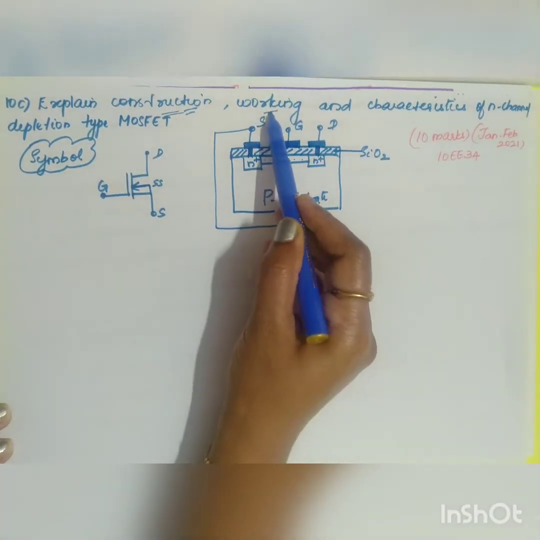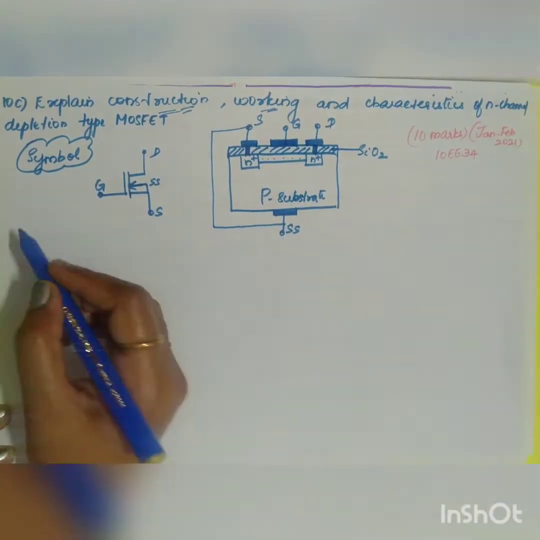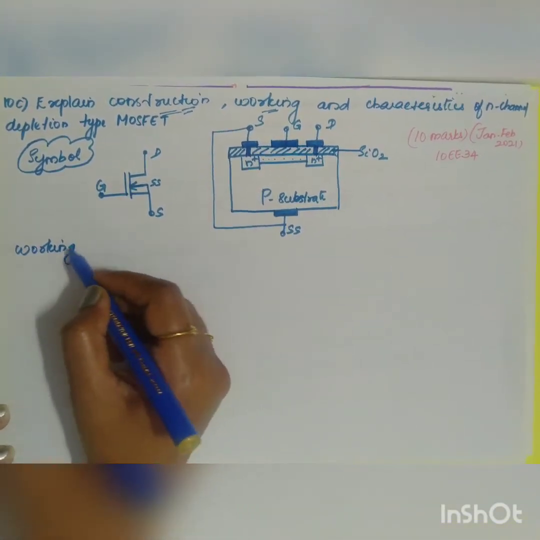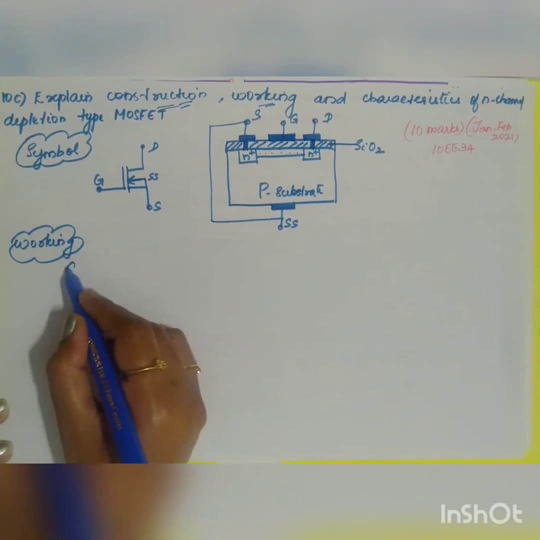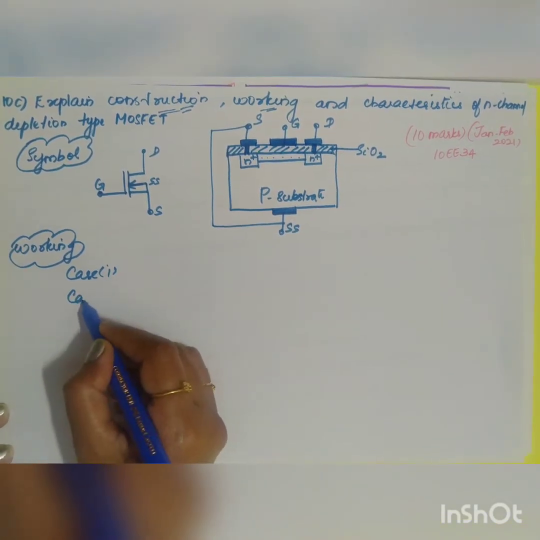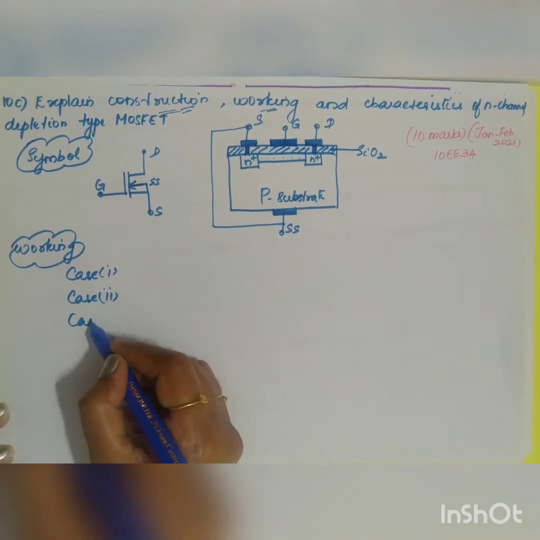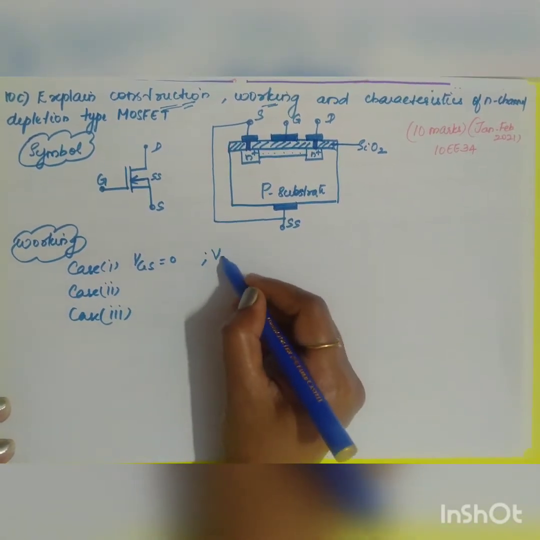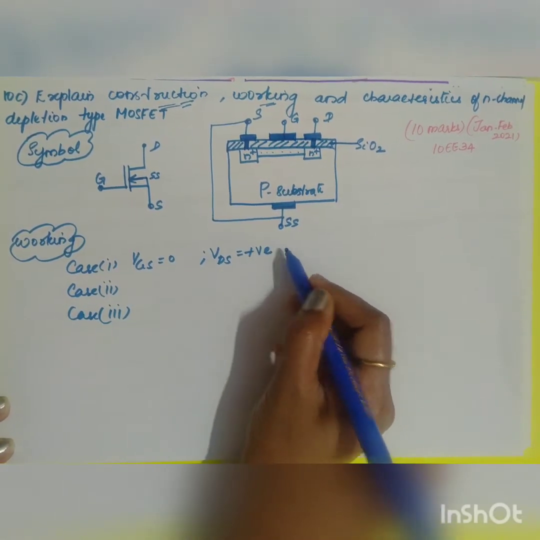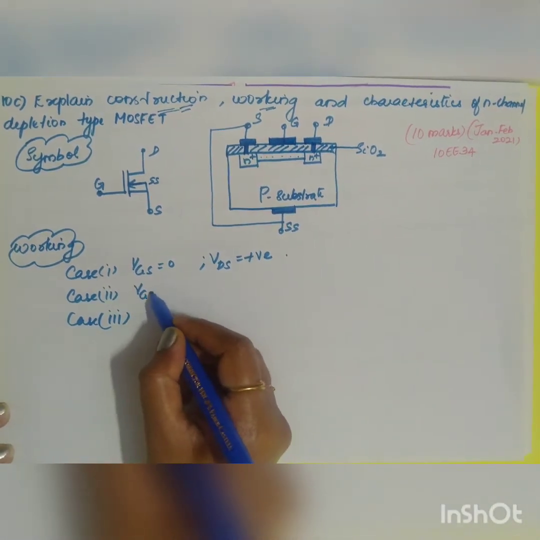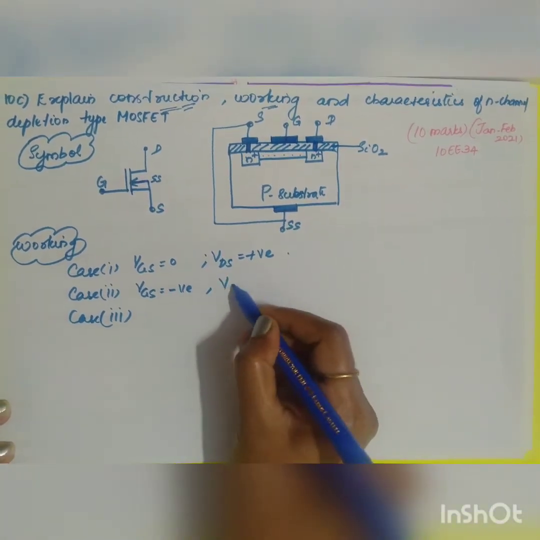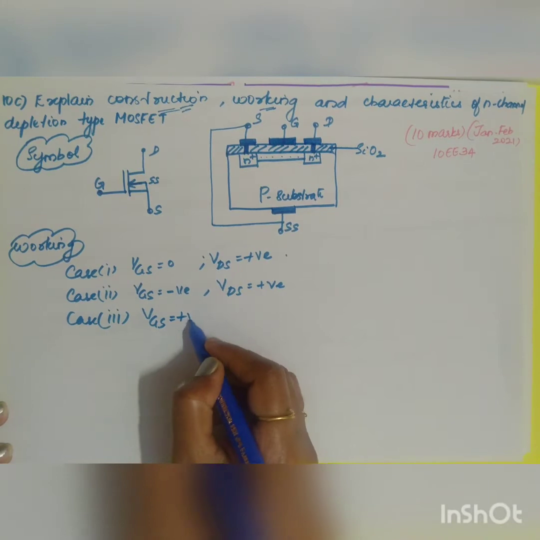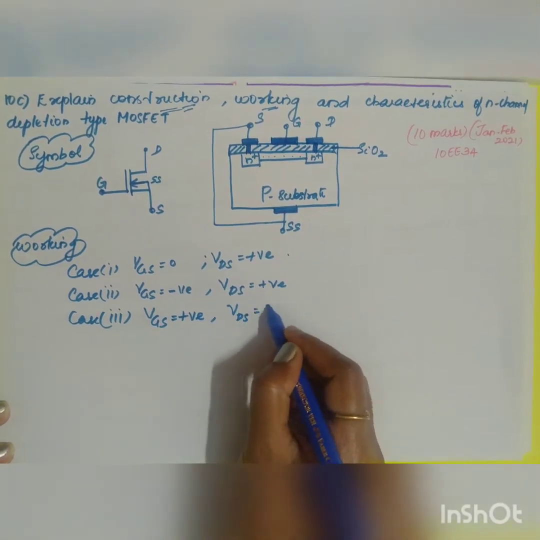Now this is your construction of the N-type depletion type MOSFET. What is asked in the next question is the working. Now let us move on to the working principle of the N-type depletion MOSFET. Mainly the depletion type MOSFET works in three cases. What is your first case? When VGS is equal to 0 and you apply VDS positive. That is your first condition. Second condition is when VGS is negative and again VDS is positive. Third condition, when VGS is positive and VDS is positive.